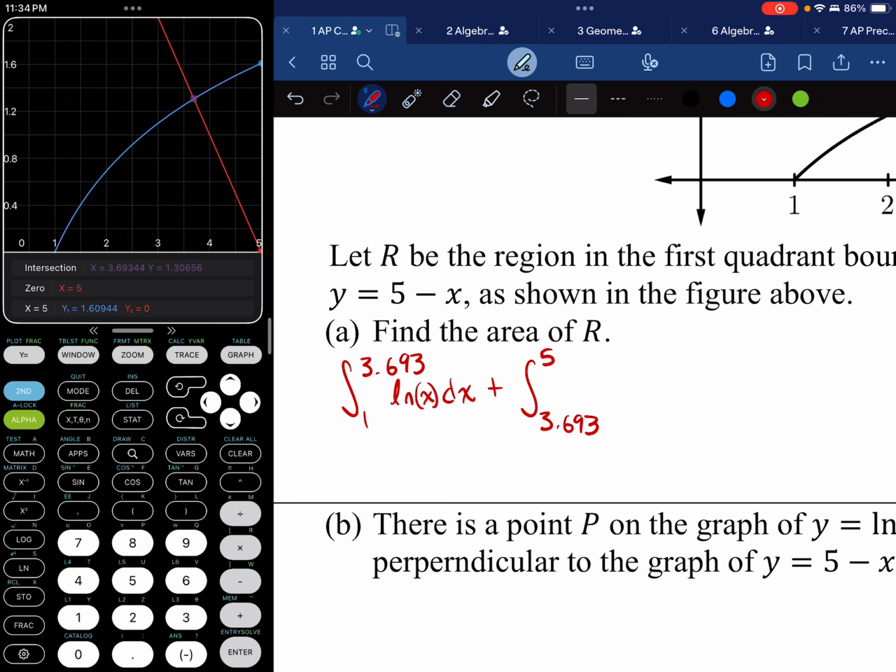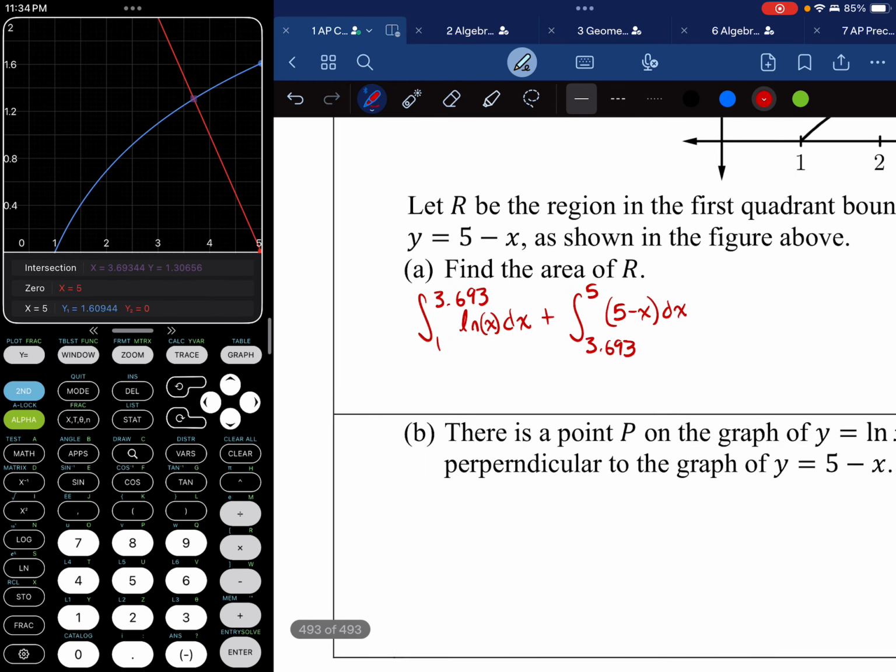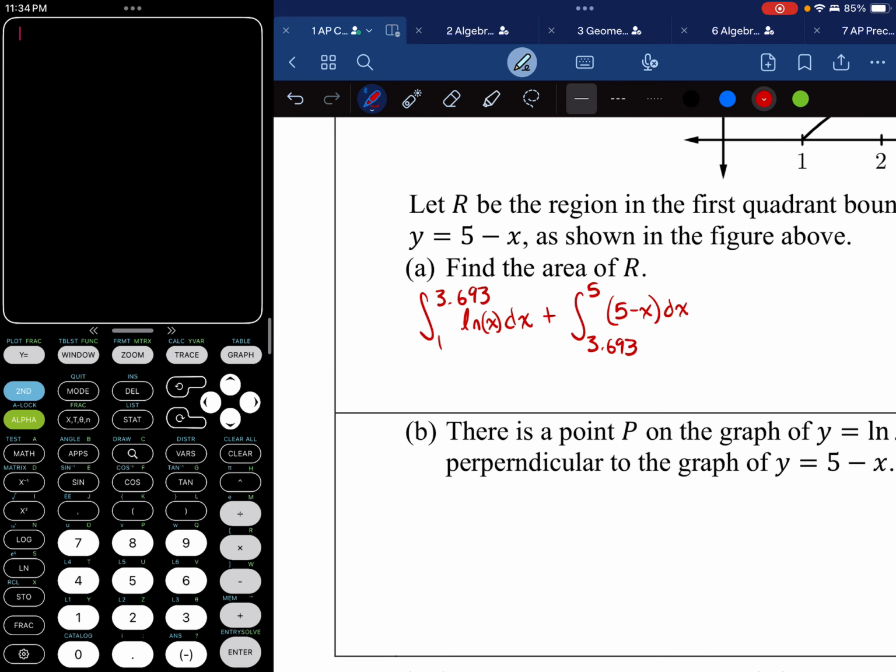So come back over here, 5, and then that function is 5 minus x. Technically, all that needs to be in parentheses, multiplied by thickness dx, and then we just type it into the calculator. Clear, clear, clear. Second mode quit, and we're going to type in math 9 integral between 1 and 3.693 and natural log of x. Okay, good. Plus math 9 integral between 3.693 all the way to 5 of our function 5 minus x, and go.